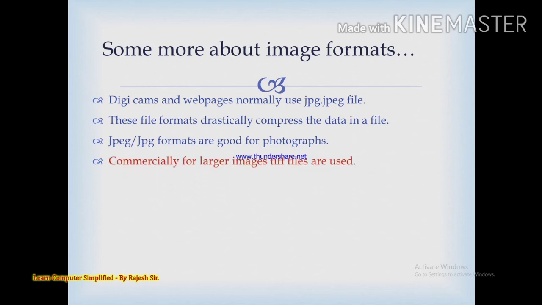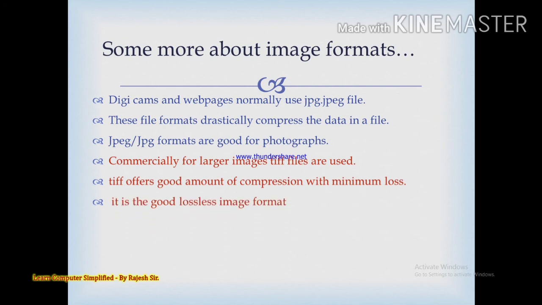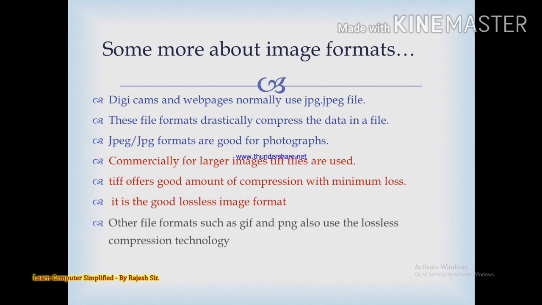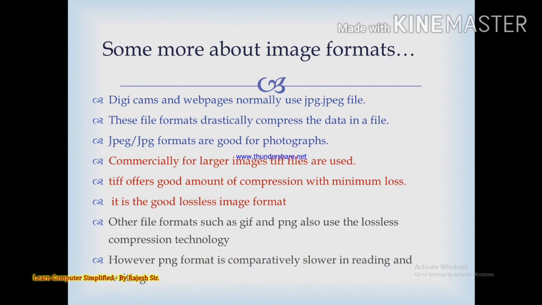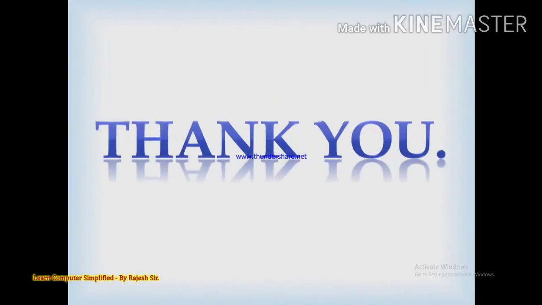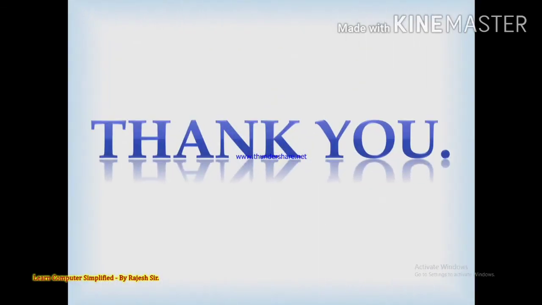Now for commercial purposes, like creating hoardings and boards, commercially for larger images, TIFF files are used, that is tagged image file format. TIFF offers a good amount of compression with minimum loss. It is a good lossless image format. Other file formats such as GIF and PNG also use lossless compression technology. However, PNG format is comparatively slower in reading and writing. Okay, so that's all for today's session. Thank you.